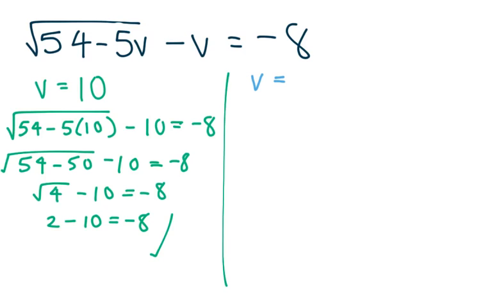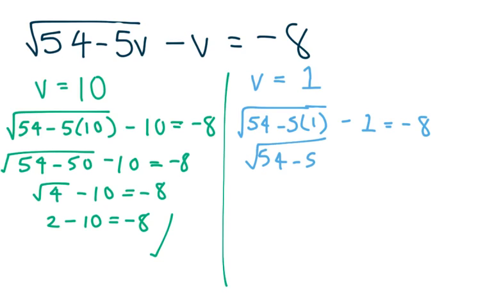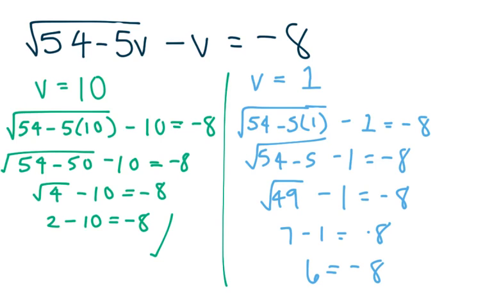Now I'll check v equals 1 and see if that one works. So square root of 54 minus 5 times 1, minus 1 equals negative 8. 54 minus 5, minus 1 equals negative 8. Square root of 49 minus 1 equals negative 8. 7 minus 1 equals negative 8. 6 equals negative 8 is not true.